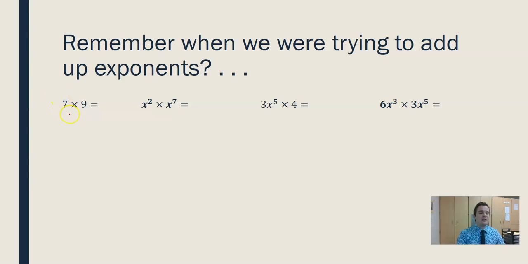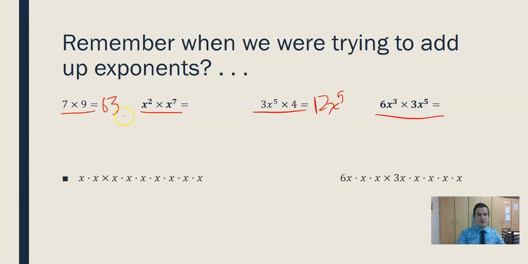So for example, here are a bunch of examples of monomials, and we're going to multiply them together. So 7 times 9, that's 63. That's easy money. We've done that before. X squared times x to the 7th, we'll come back to that one in just a moment. 3x to the 5th times 4, that's 12x to the 5th. 3 times 4 is 12, and x to the 5th kind of comes along for the ride. And then 6x cubed and 3x to the 5th multiplied together we'll talk about in tandem with this second problem.